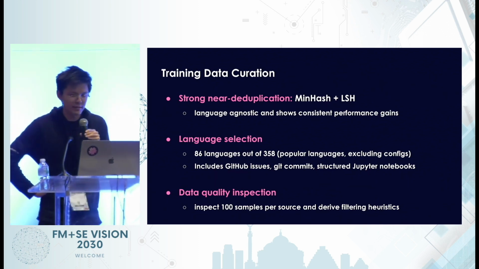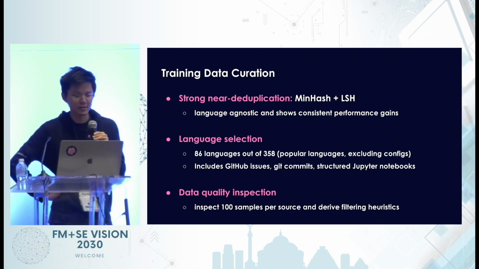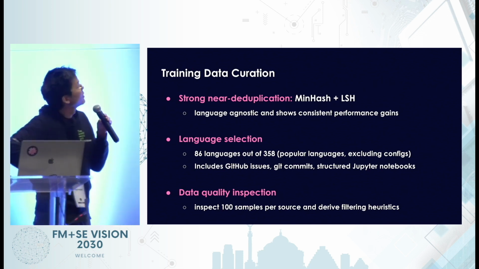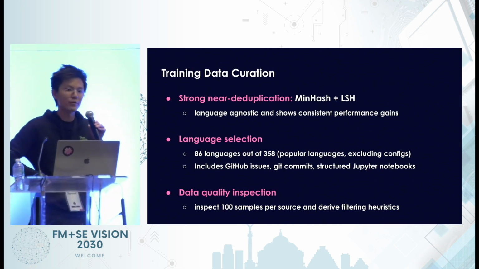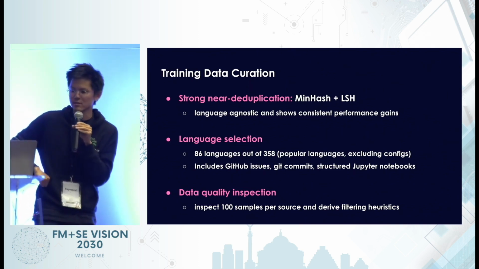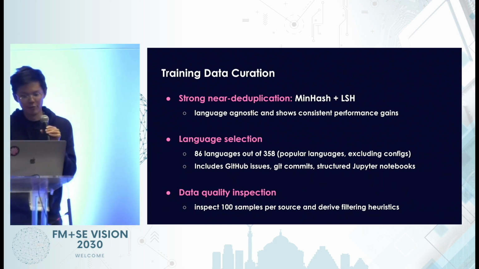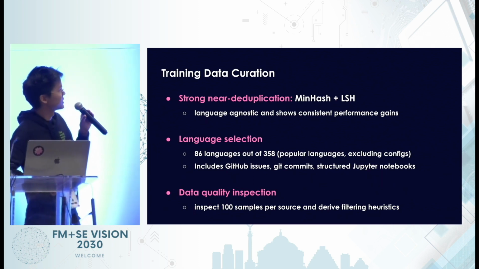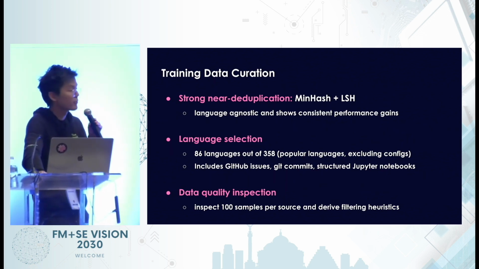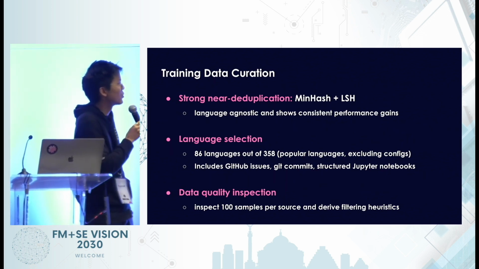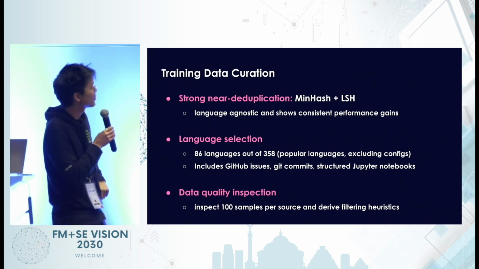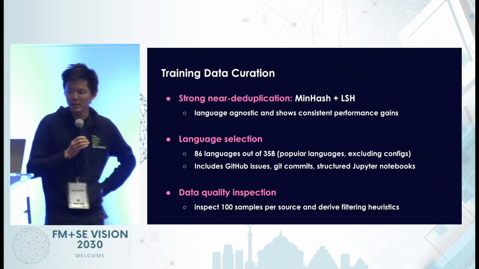Yeah, this is a very important part when you train large language models. The first step was near deduplication that I already mentioned, and some early experiments we did showed that this is a very good idea in general to get better performance out of your model. Then there is a step of language selection. So we only selected 86 different languages from all the different languages that are present in the Stack.